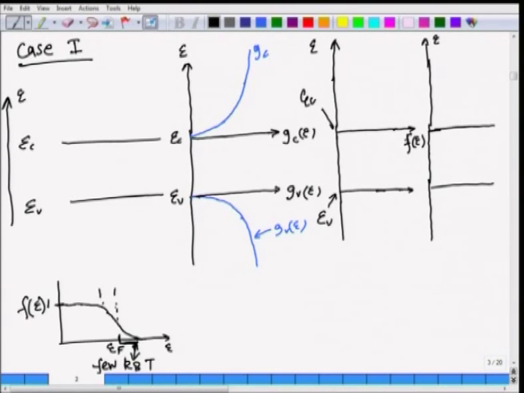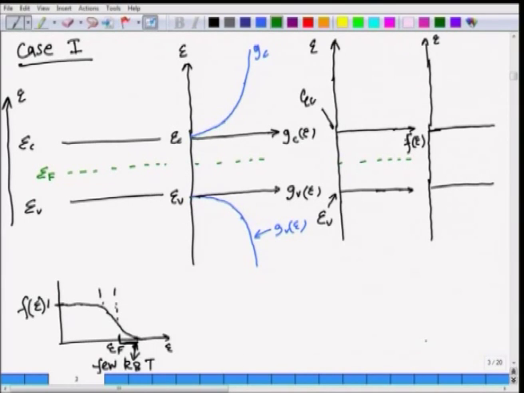Now, we have to know where the Fermi energy is, where EF is. It all depends on EF. That sets the 3 cases. In the first case, I am going to take the Fermi energy right here, about the middle of the band gap. Somewhere here is my Fermi energy. So, what happens if the Fermi energy is here?